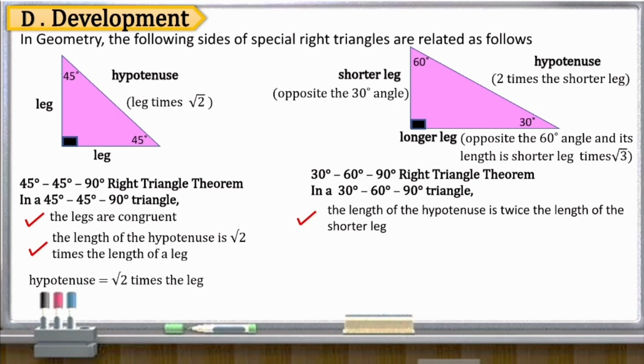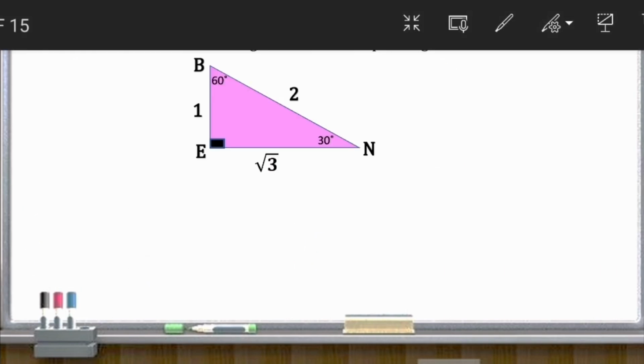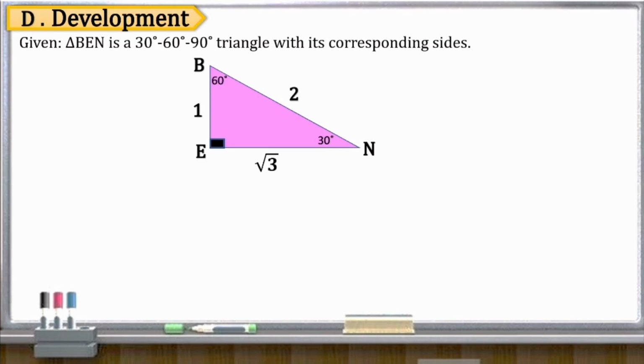Next, the length of the longer leg is square root of 3 times the length of the shorter leg. So, halimbawa class, given natin ang shorter leg, multiply mo lang yun sa square root of 3. So, yun na yung ating magiging longer leg. Again, hypotenuse is equal to 2 times the shorter leg, and longer leg is equal to square root of 3 times the shorter leg. Now, alamin na natin kung paano kunin ang trigonometric ratios ng special angles. So, simulan natin class sa 30 by 60 triangle.